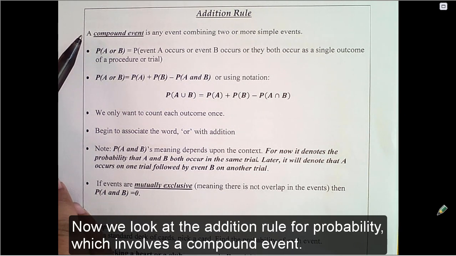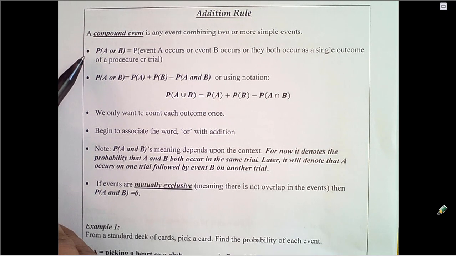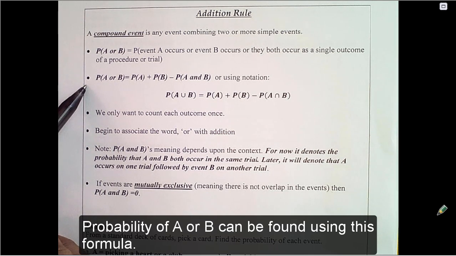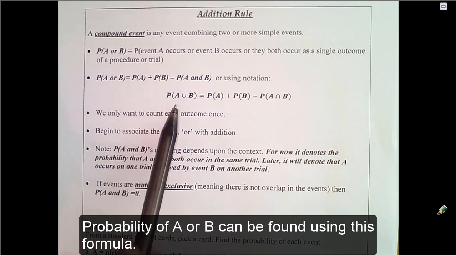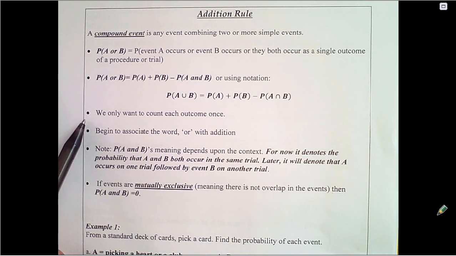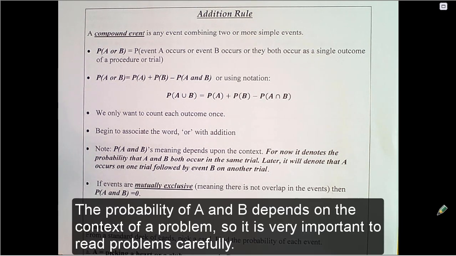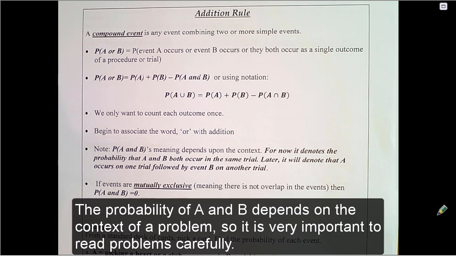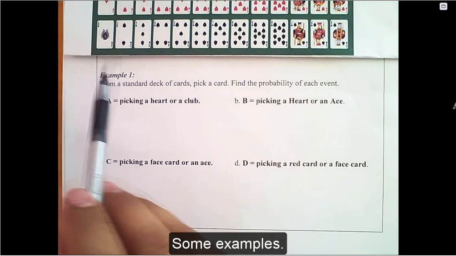Now we look at the addition rule for probability, which involves a compound event. The probability of A or B can be found using this formula. The probability of A and B depends on the context of a problem, so it is very important to read problems carefully. Some examples.